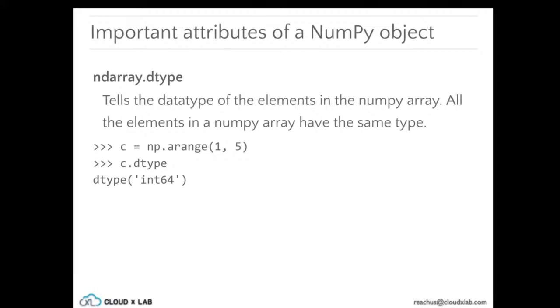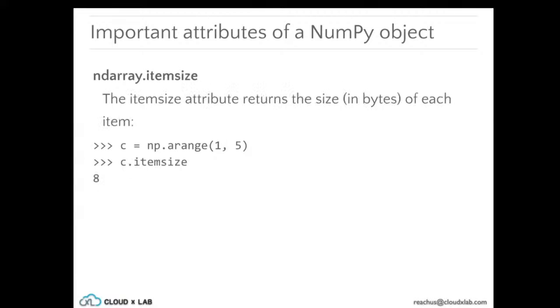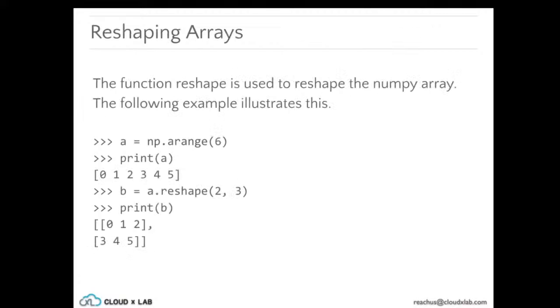So dtype tells you the type of the elements in the NumPy array. Typically, all the elements in a NumPy array have the same type. Over here, the dtype is int64 or double. Then there's itemsize, which returns the size in bytes of each item. Here each item is 8 bytes, which makes sense.